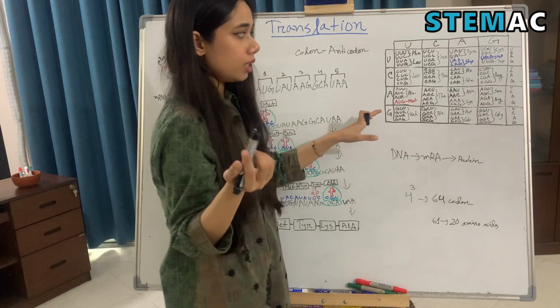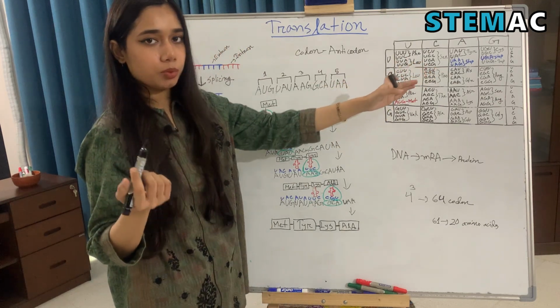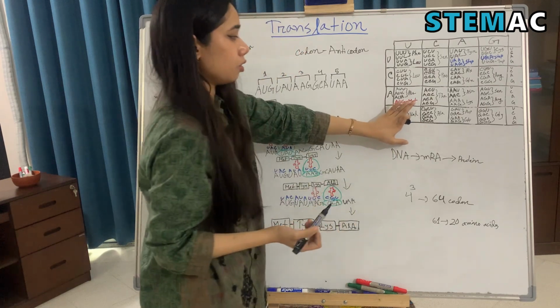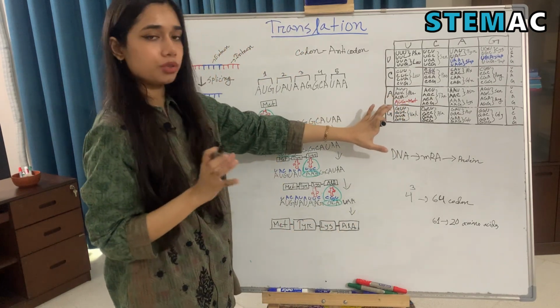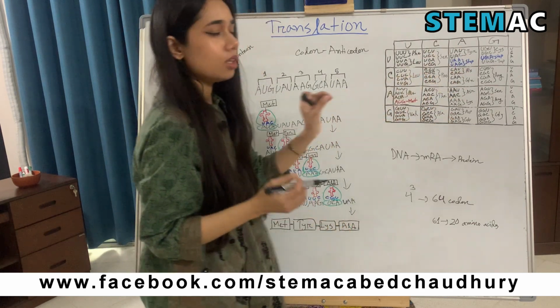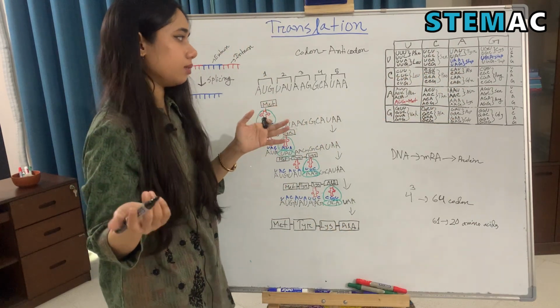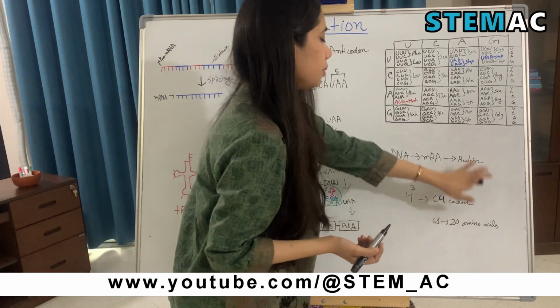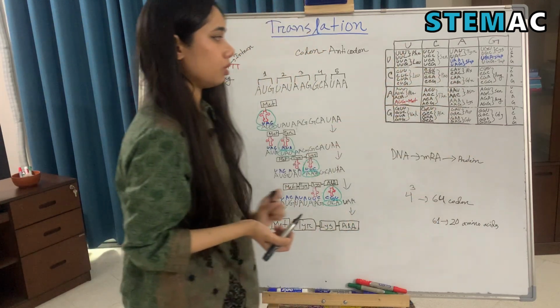And if there are stop codons, we will also need a start codon. AUG is the start codon, but this start codon also codes for an amino acid, which is methionine, while the stop codons do not code for any amino acid. So 20 amino acids from 61 codons.